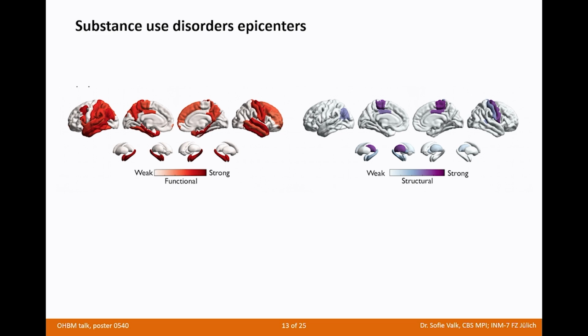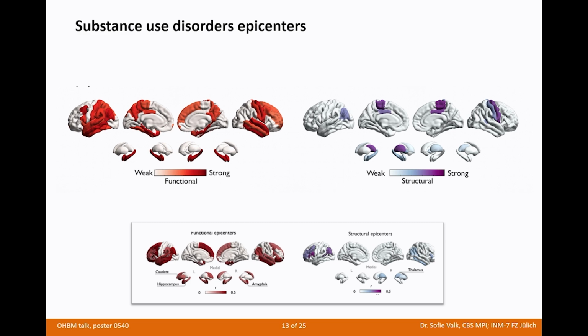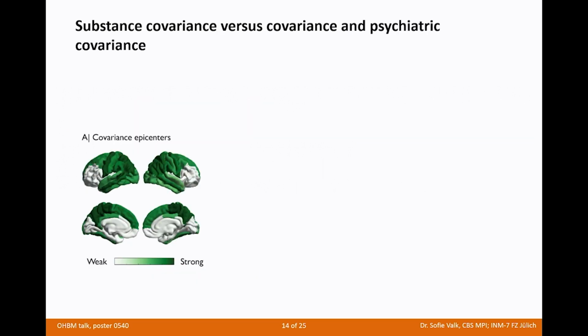Then, on the structural side, it's a little bit less clear, again quite asymmetric, but what is maybe also interesting here is to highlight subcortical areas. And then, what is also the idea of this study: if you compare this to the epicenters that are observed in neuropsychiatric conditions, which are mainly in heteromodal areas, both in functional and structural patterns, you see that there's also quite a marked difference between these substance use disorder covariation patterns versus neuropsychiatric conditions.